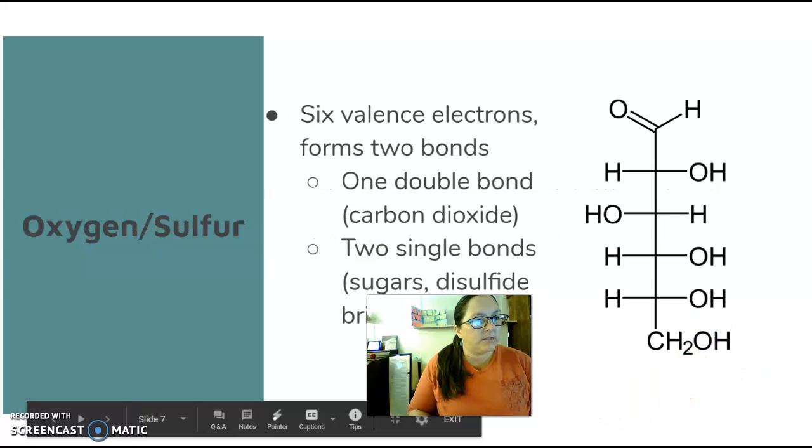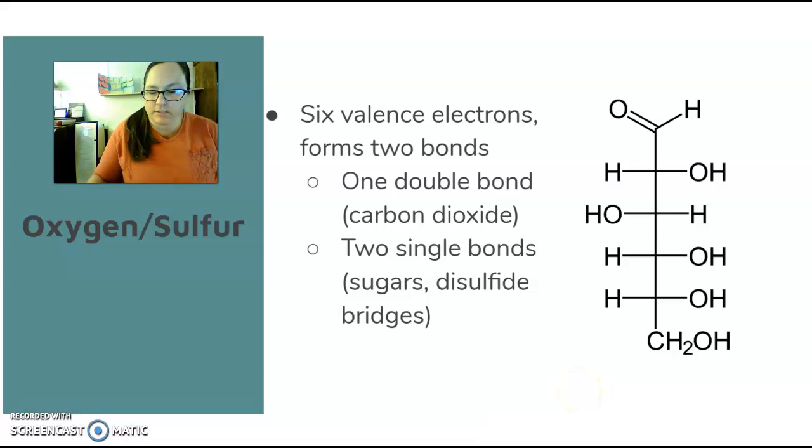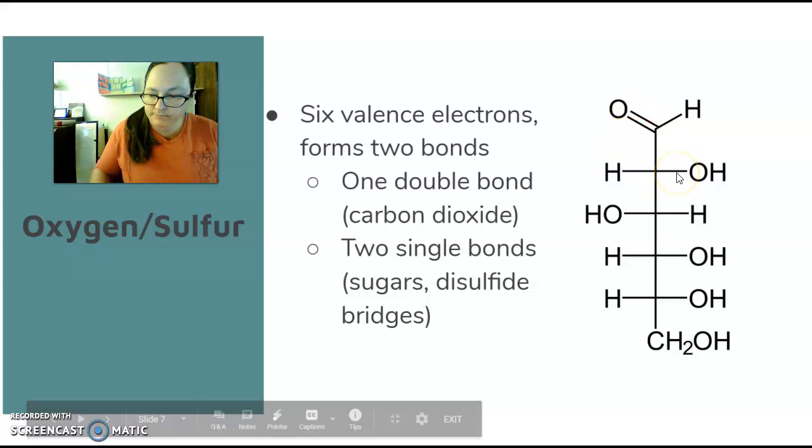Alright, so next is oxygen, and we're going to put sulfur in with this one. Oxygen and sulfur both have 6 valence electrons. So they only need to form 2 more bonds, right? They want 8 electrons in their outer shell. Typically they'll form either 1 double bond, like in carbon dioxide, or 2 single bonds. So here's an example of oxygen forming a double bond and oxygen forming a single bond. So here's a double bond, and here's a single.